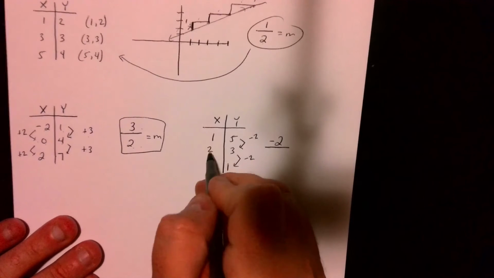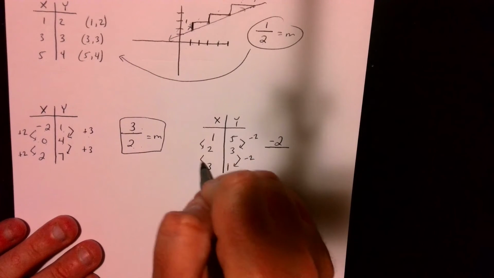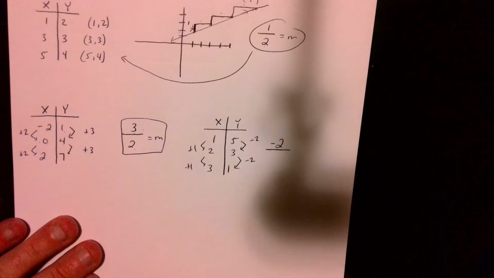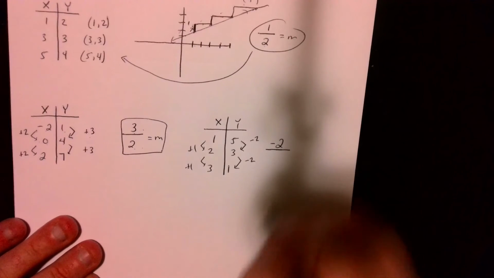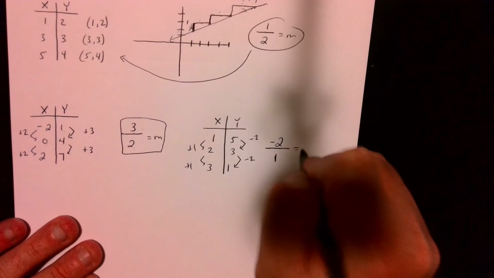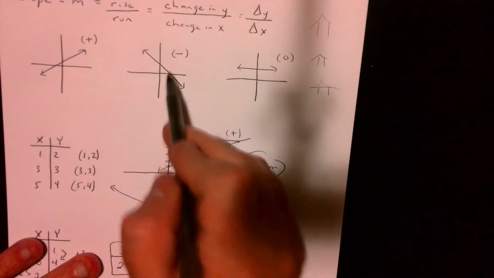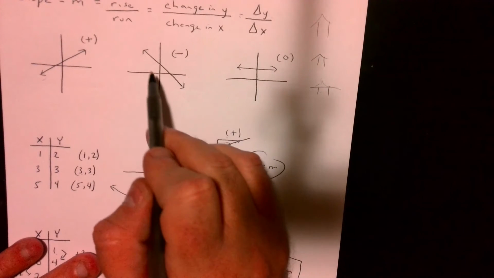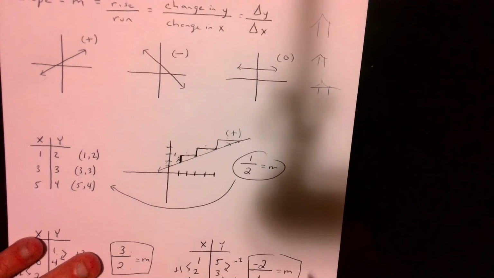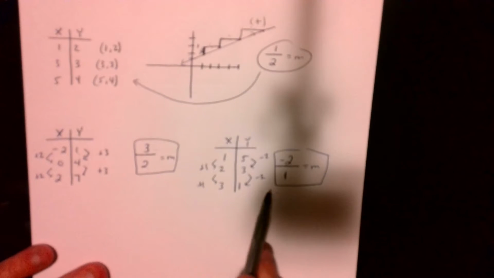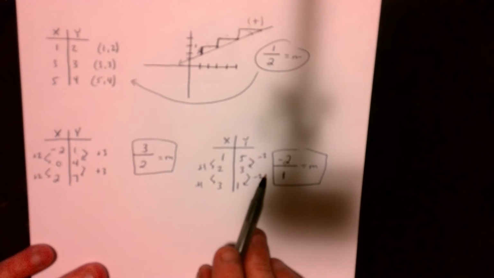And what's happening on the x side? From 1 to 2 and 2 to 3, we are adding 1 each time. So that's a positive 1. So our slope is -2 over 1. So that picture, if I did graph it, would look something like this. The line would be going down because it has a negative slope. Okay? So you can just simply do change in y over change in x to find these.